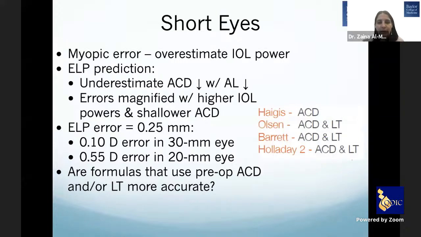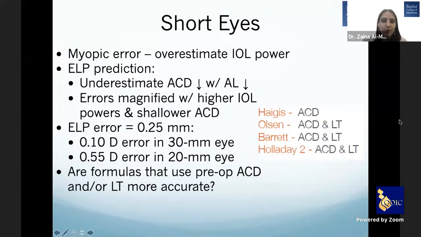As we talked about, you get a myopic error because you overestimate IOL power. And part of it, we think maybe it's the ELP prediction. Are we underestimating ACD with a decreasing axial length? The errors here are magnified. I really think, other than post-refractive or keratoconus, short eyes people kind of forget about, but those are the ones that you're more likely to get errors, and they're magnified because you're using higher IOL powers, 30 diopters, 34 diopters, and the shallow anterior chamber depth. So it's even more anterior, and you get more of a myopic error.